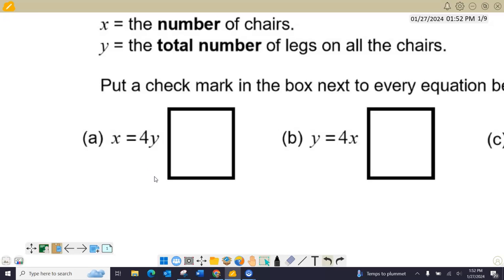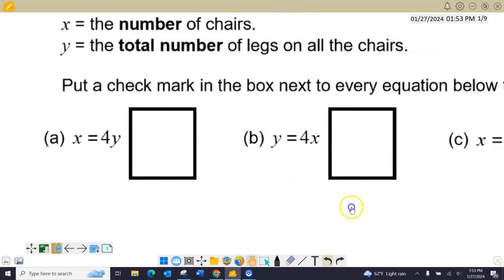It would not be correct to say I have 4 chair legs. It's not 4 chair legs. And over here, when we see y equals 4 times x, it would not be correct to read this as the total number of legs is the same as 4 chairs. 4 chairs is not what this means. This means 4 times the number of chairs. And this means 4 times the total number of legs on all the chairs. So that may help kind of simplify our thinking when we're trying to figure out which of these correctly relates chairs and the legs on the chairs.